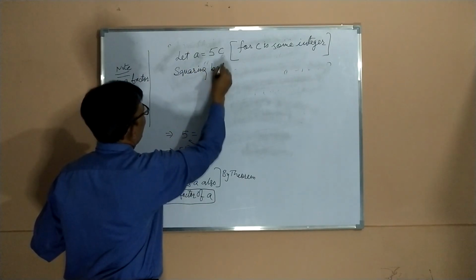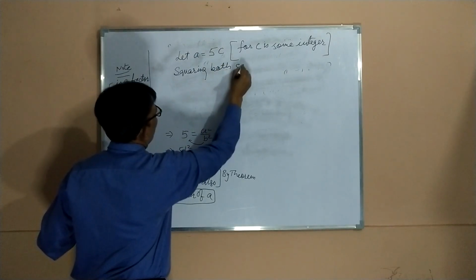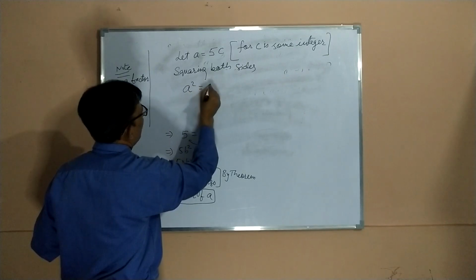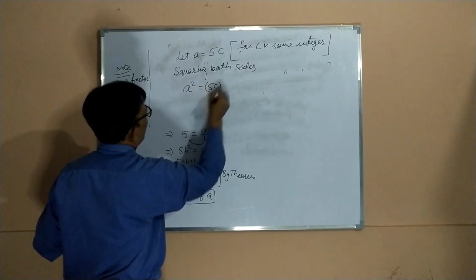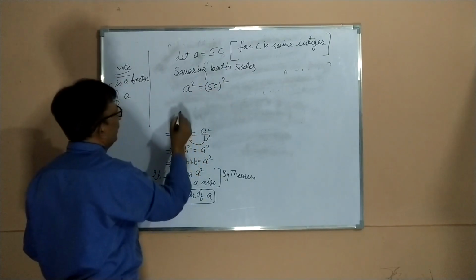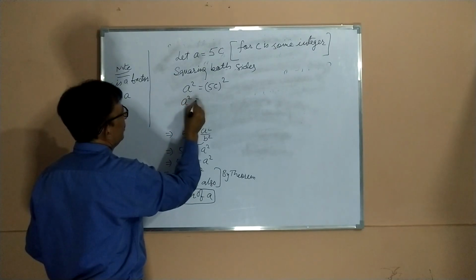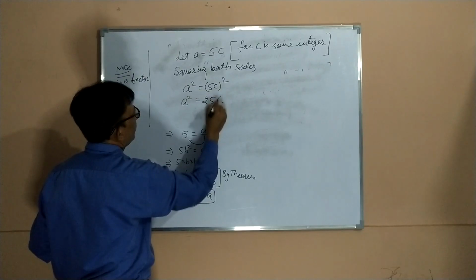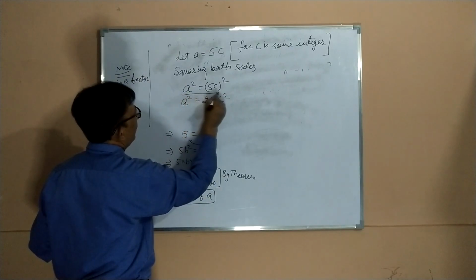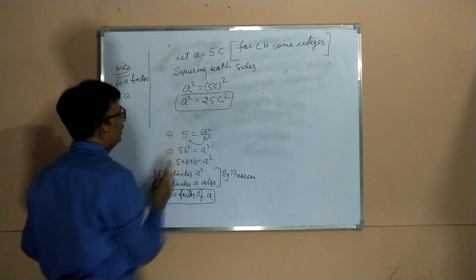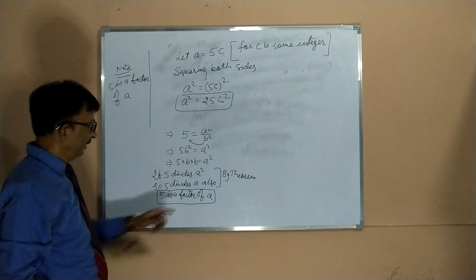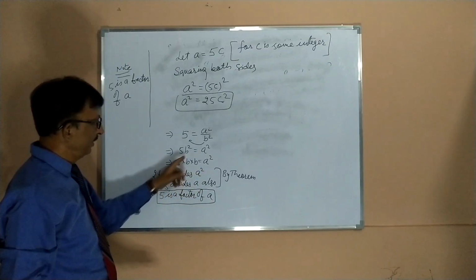Again we are getting here a square is equal to 5c whole square. Here it gives us a square is equal to 25c square. Now come to the point. Here a square is equal to 25c square. Here a square is equal to 5b square.